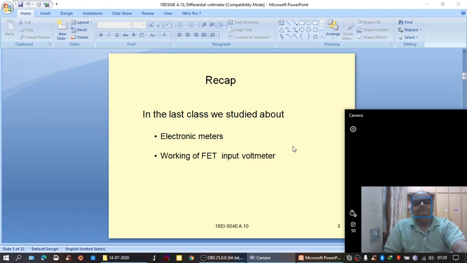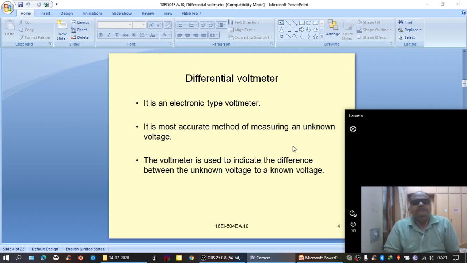The next one is differential voltmeter. Differential voltmeter also is an electronic type voltmeter. It is the most accurate method of measuring unknown resistance. The voltmeter is used to indicate the difference between the unknown voltage and known reference voltage.